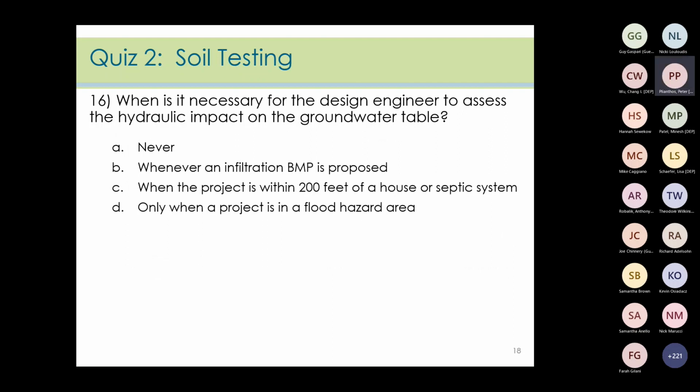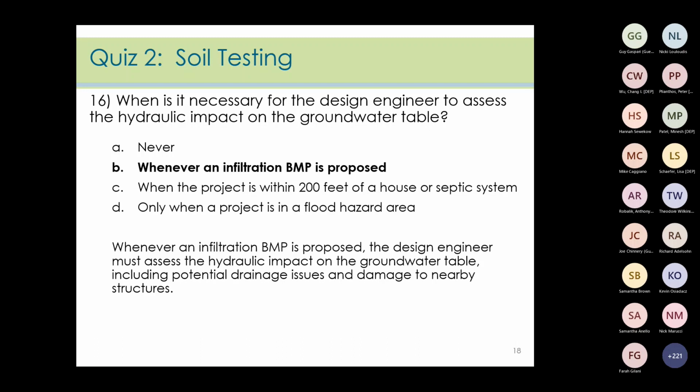Number 16. When is it necessary for the design engineer to assess the hydraulic impact on the groundwater table? And the answer to that is whenever an infiltration BMP is proposed. You should assess the hydraulic impact on the groundwater table anytime an infiltration BMP is proposed. This would include any potential drainage issues and potential damage to nearby structures.